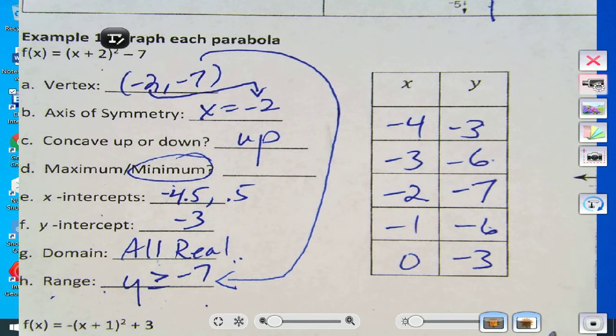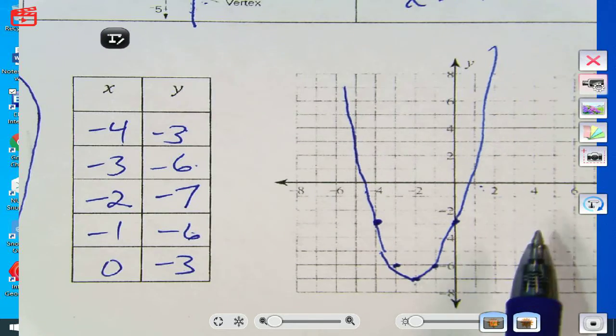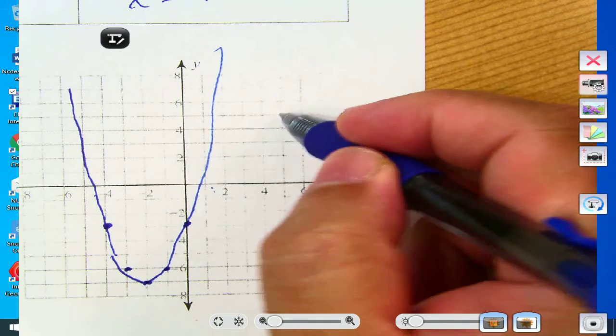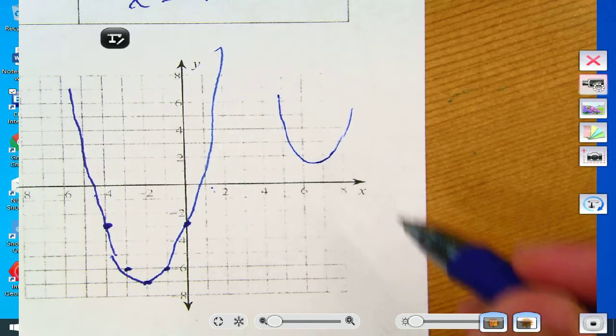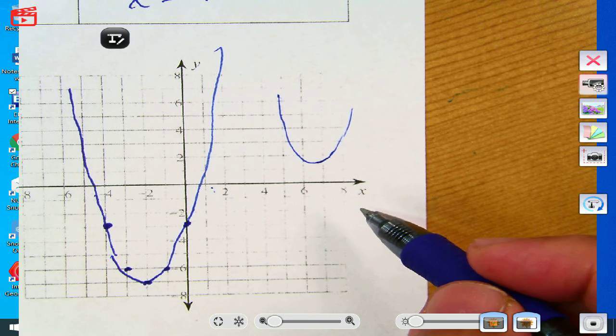Now we're going to take this ordered pair and put it in the middle of the chart. And then you're going to count backwards. So negative 2, negative 3, negative 4. You're going to count backwards up and you're going to count forwards down. So it's going to be negative 1 and 0. These y values you're going to find by just substituting these x values into the function.